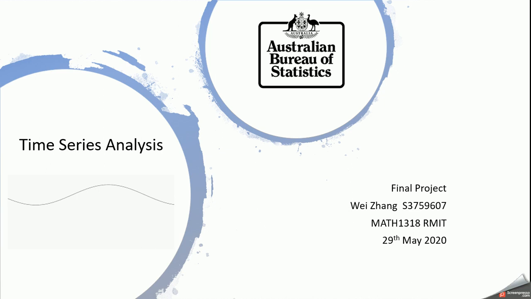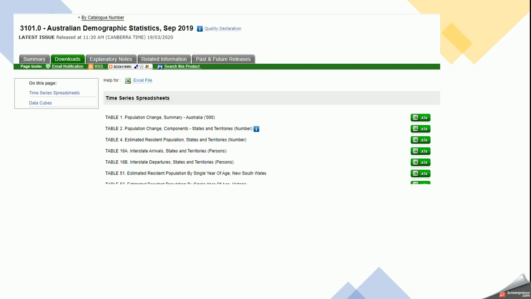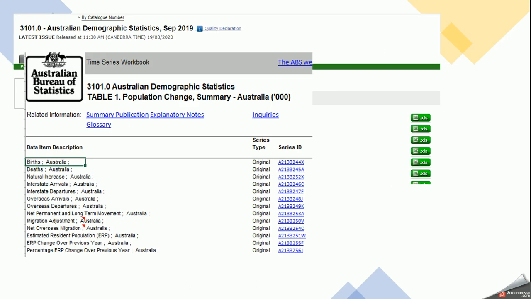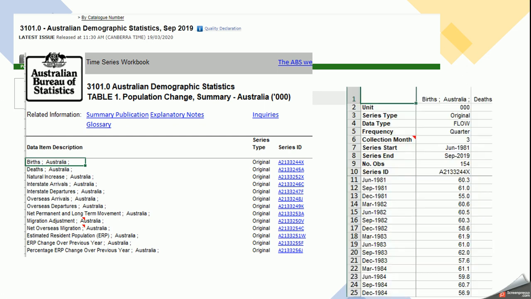In this presentation, I'll be talking about how I approach my final project for time series analysis. The data I analyzed is from the Australian Bureau of Statistics. This is how I got my data, and it is about the number of births in Australia every quarter.